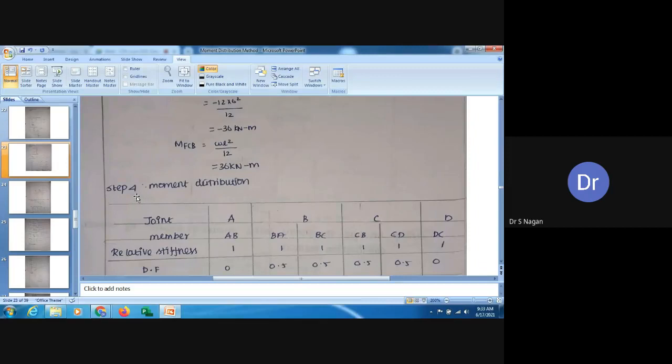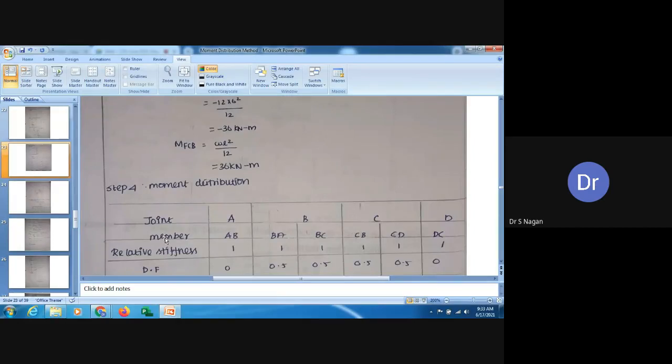So step four is moment distribution. If possible, you can also have the worksheet in your hand so that you can work and gain confidence. Already we know, but we are just reviewing or recalling what we are studying. You just start with the joints. What are the joints we have? We have joint A, joint B, joint C, joint D. Write like this.